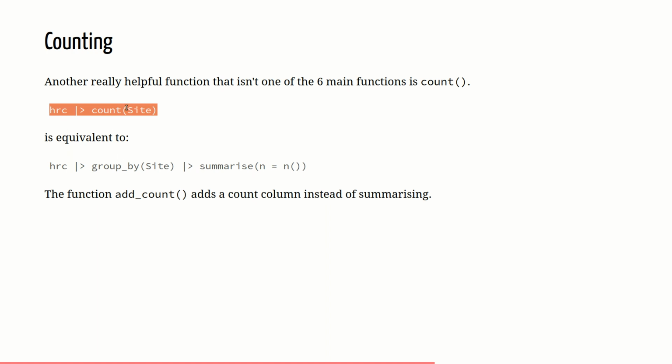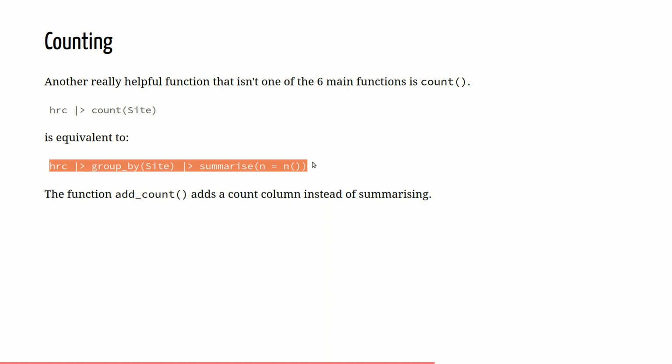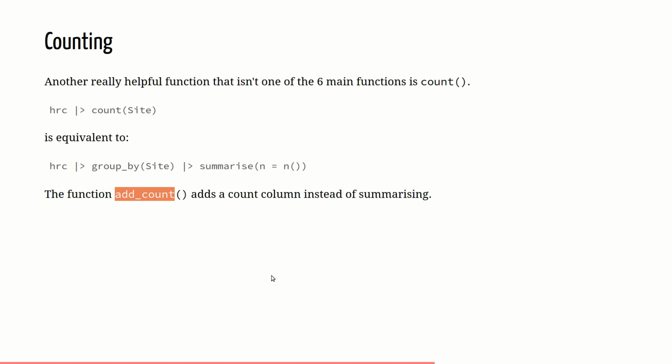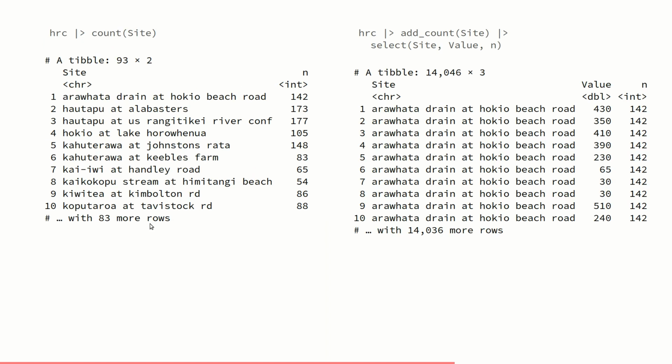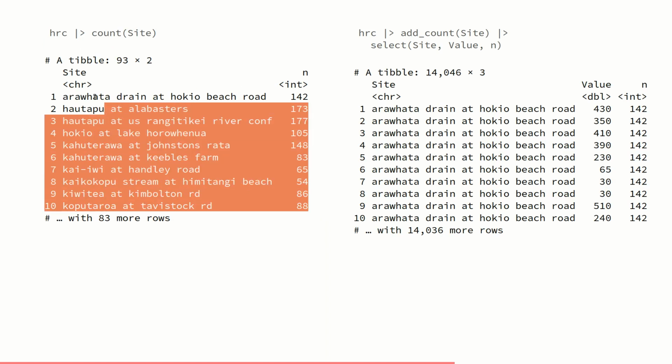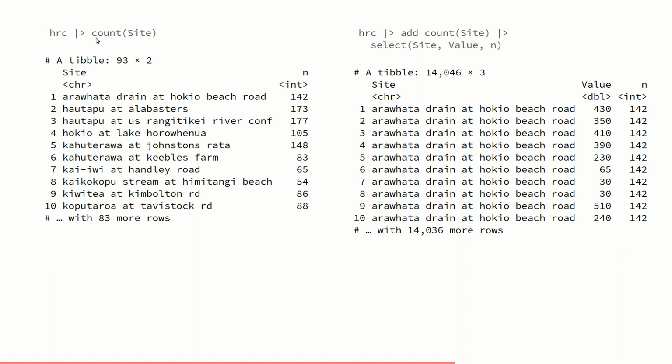So count(site) is equivalent to group by site and then summarise, and then drop the grouping. You can also use add_count for adding a count instead of summarising. So add_count will add a new column and fill in the count. So for example, here's the counting: take the HRC data and count by site. You can see that we have a row for each site and we have the number of observations in each row. The alternate is to add the count by site.